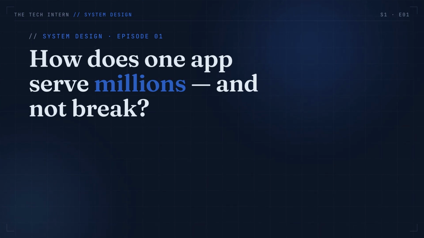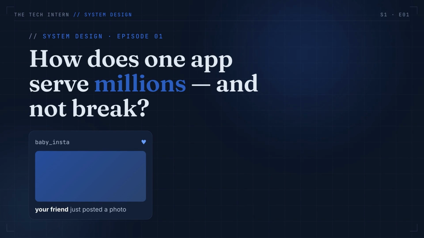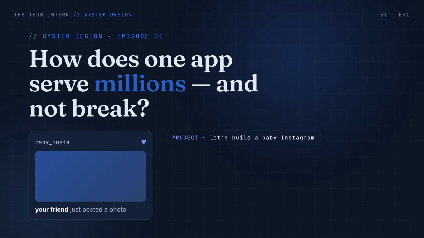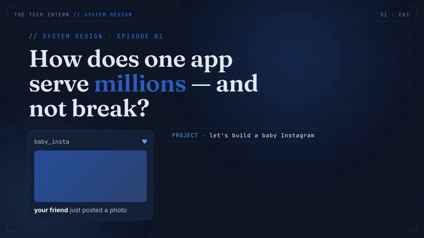Stick around because by the end of this video you'll understand it completely. Not by memorizing anything, by building one yourself. Meet our project for the whole series, a tiny photo app. We'll call it Baby Instagram. It does two things. You post a photo, your friends see it. That's the entire app. And it's all we need to learn how the big ones work.